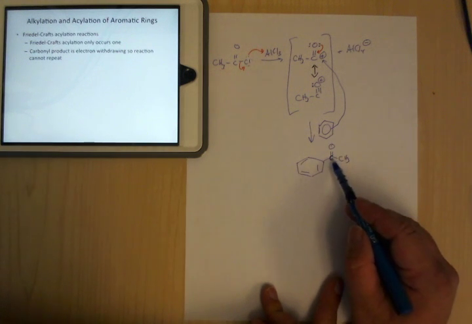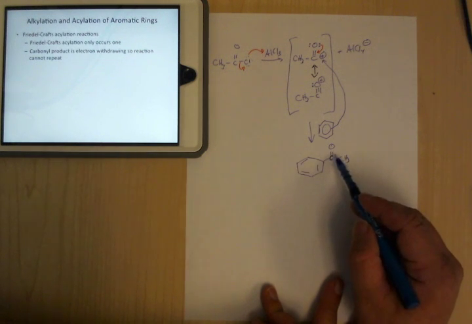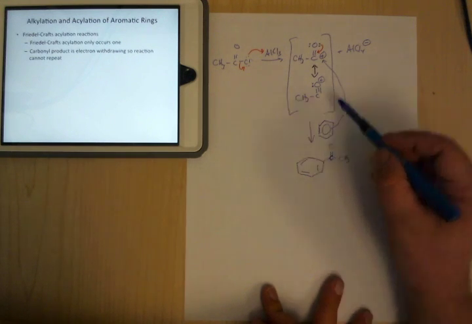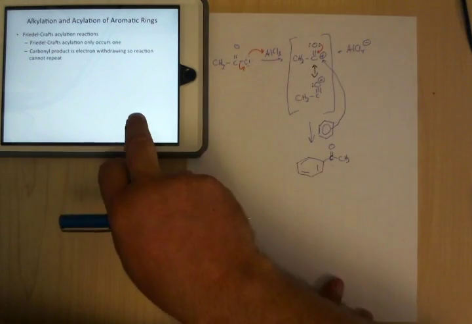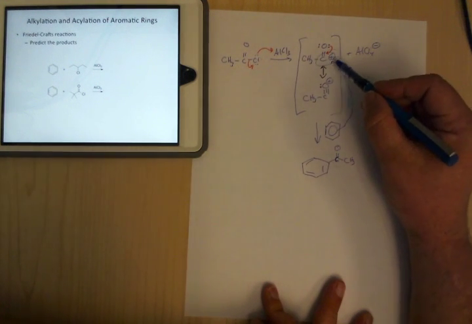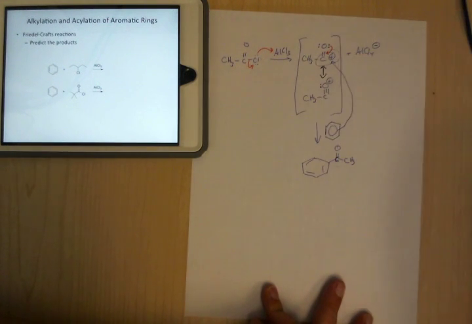When you add it once, you suck electron density out, because it's C double bond O right next to the ring. That prevents it from adding a second time. It also prevents it from rearranging, because this group stays where it is.